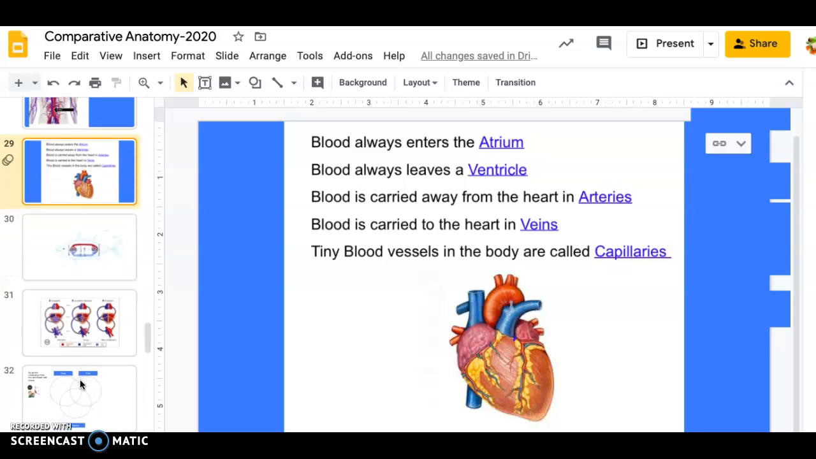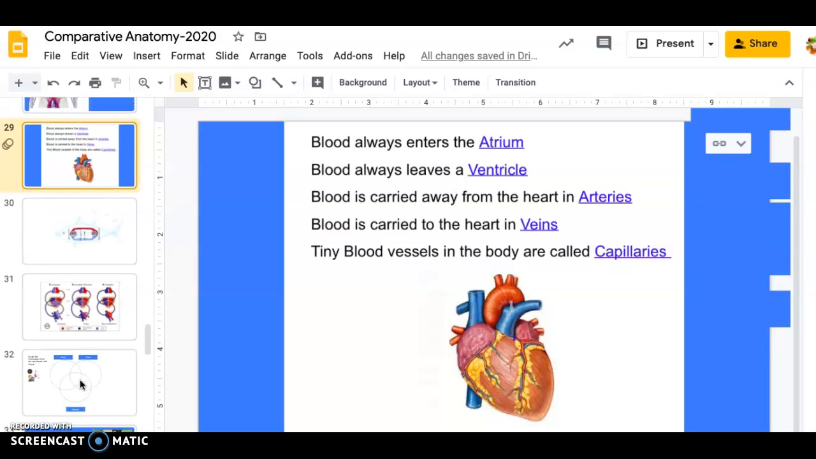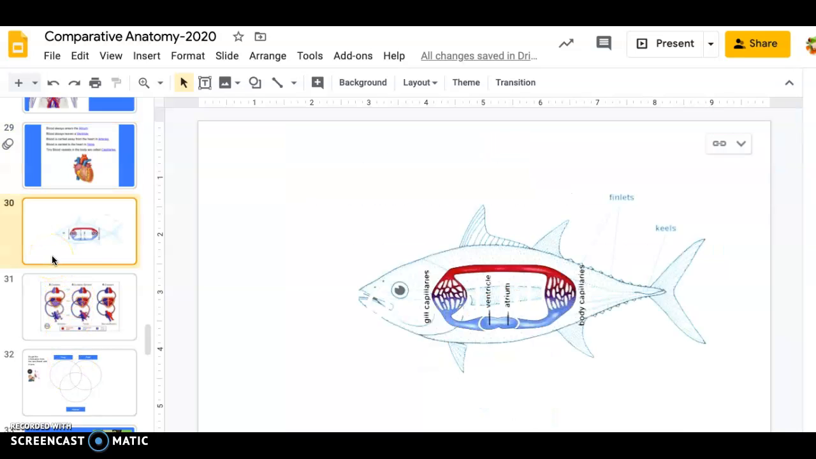Now, slides 30, 31, and 32 are the ones that we're going to focus on today, and they're on some different animals. I'll start us off with slide 30, and just keep in mind that the human heart is similar, and keep its structure in mind with its four chambers. So this is a fish, and this happens to be a tuna. If you look at a tuna's heart, it's located right here. It has an atrium and a ventricle. A fish has a two-chambered heart.